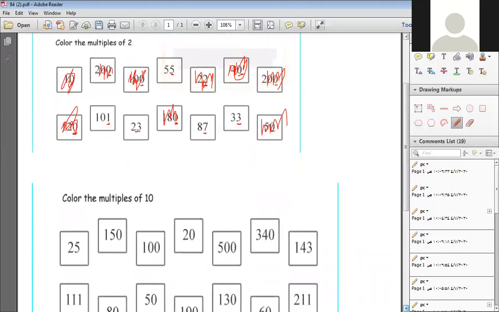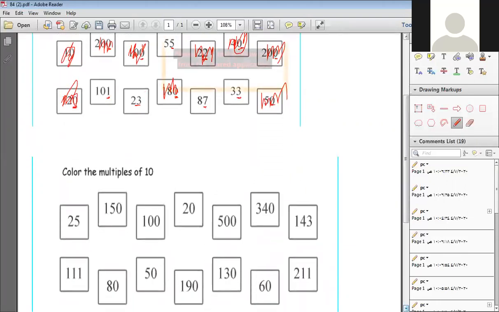So what about the multiple of 10? Multiples of 10 are the numbers that end with a 0, only the numbers that end with a 0. Okay, so any multiple of 10 is a multiple of 2? Yes, any multiple of 10 will automatically be a multiple of 2. You should know this. Why? Because any multiple of 10 ends with a 0, and the 0 is an even number, so it will also be a multiple of 2.